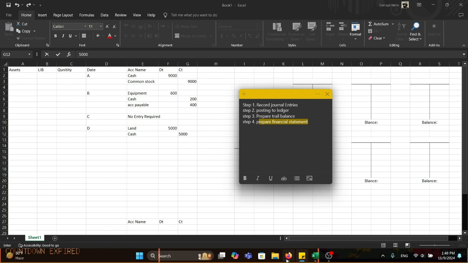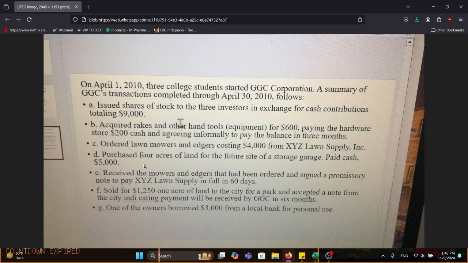Okay? Now, we're going to go to over here. E. Received the mowers and edges that had been ordered and signed a promissory note to pay XYZ lawn supplies in full in 60 days. So we got the supplies, which is for 4,000.